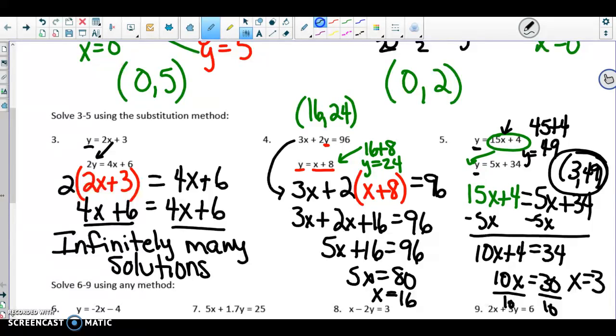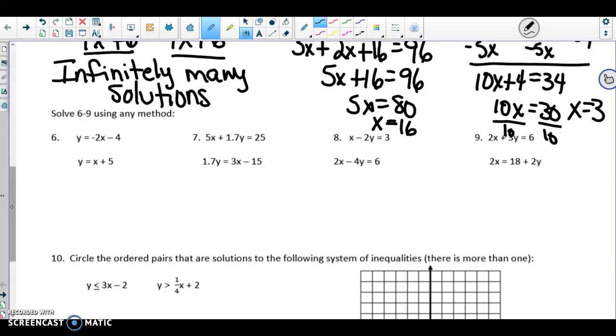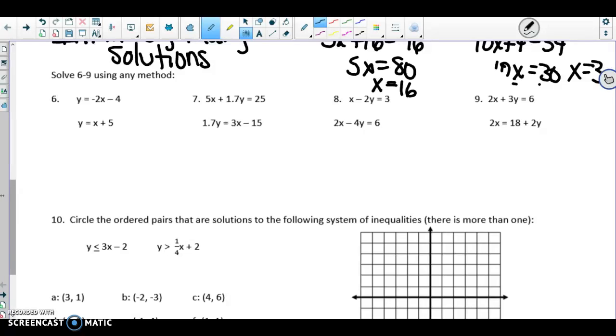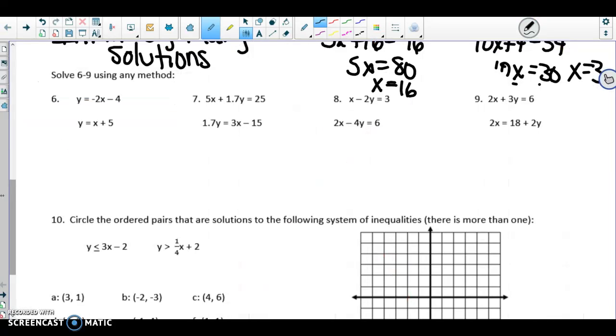Okay, check yourself. All right, solve using any method. If you have the opportunity to use any method, my suggestion would be use Desmos. You can use one of the others, but definitely you should be using Desmos to check yourself for sure. So for the first one, we have y equals negative 2x minus 4 and y equals x plus 5. So if we type those into Desmos, here's what we have. And we can figure out that our solution is going to be (-3, 2).